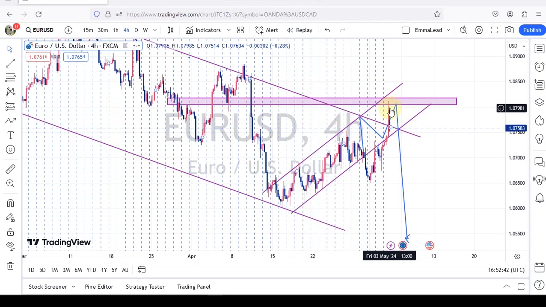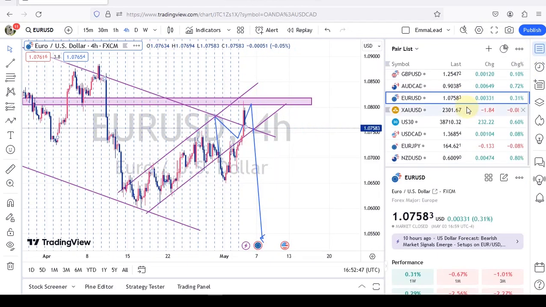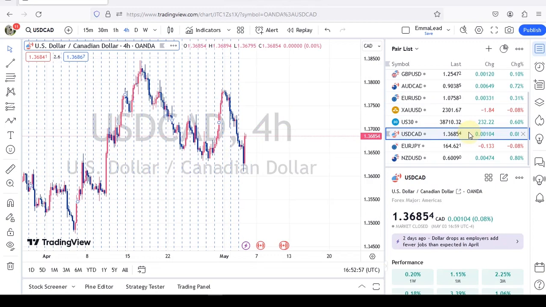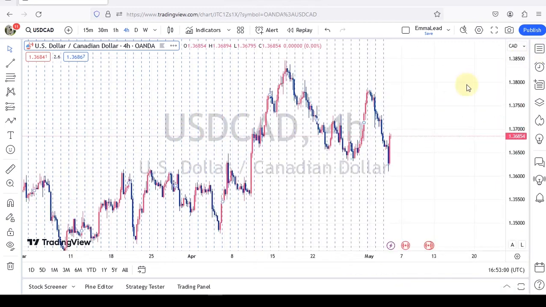So for today, what we have is three pairs as usual. We have the USDCAD here, we have the EURJPY and the NZDUSD. These are the three pairs that we have for the week. Let's see how it goes.